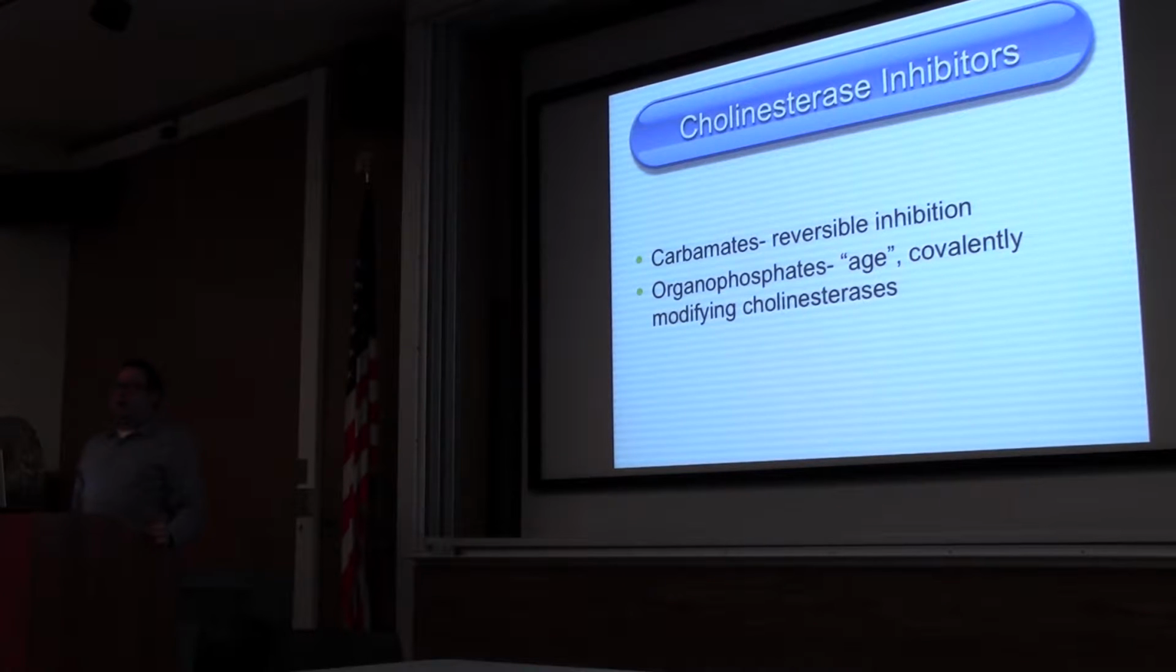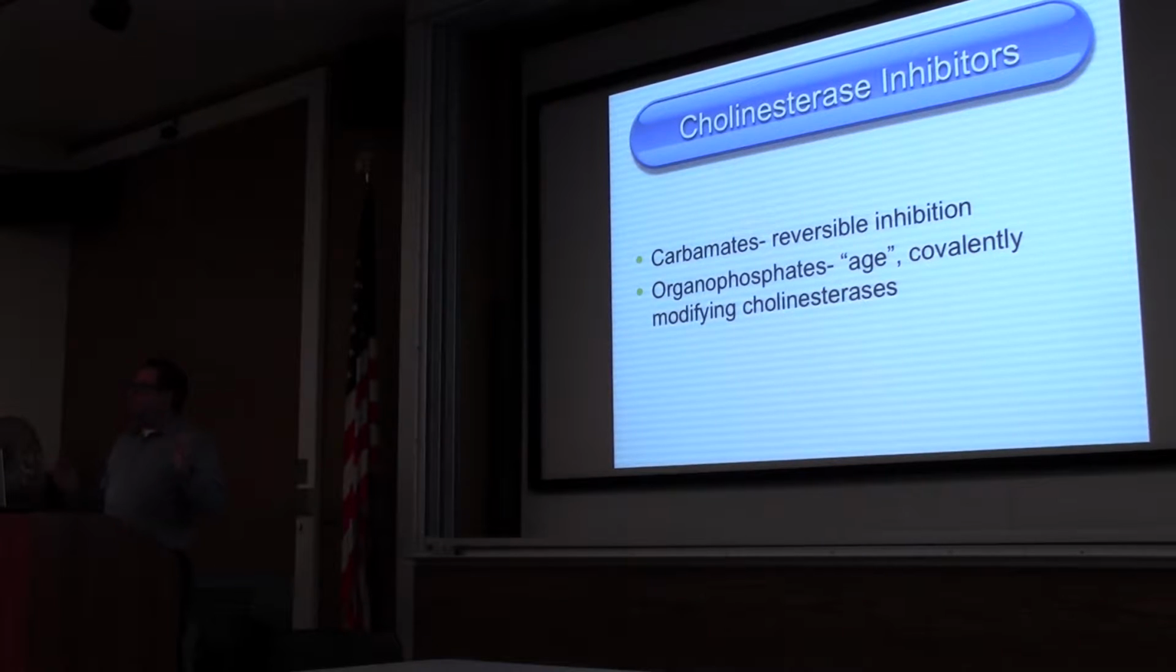Now there's two types of cholinesterase inhibitors. There's carbamates and organophosphates, and the main difference between them is a property known as aging. Organophosphates have something called a leaving group. Once they've been bound to the cholinesterase for a certain amount of time, that leaving group will break off, and the cholinesterase is permanently inhibited. The organophosphate is permanently bound to it.